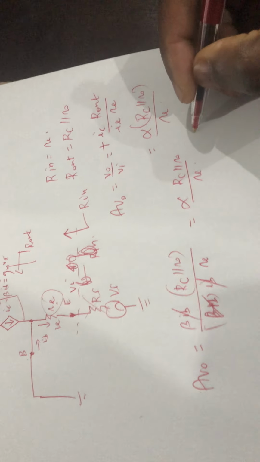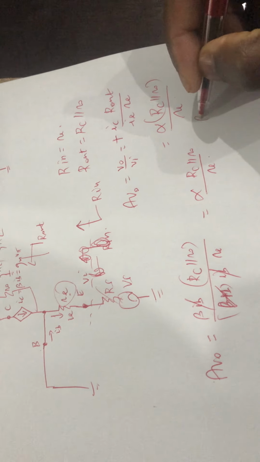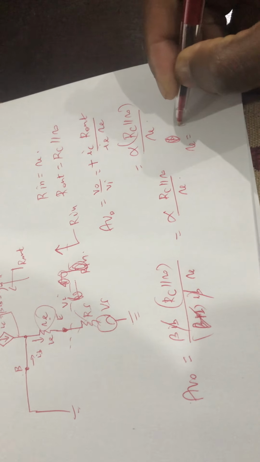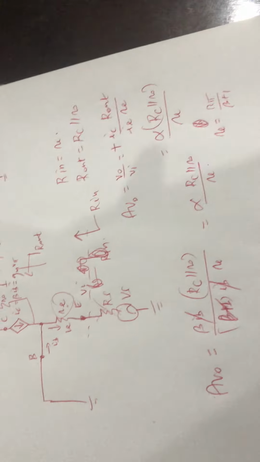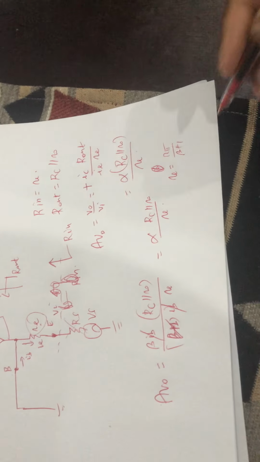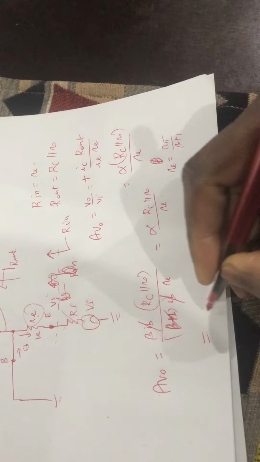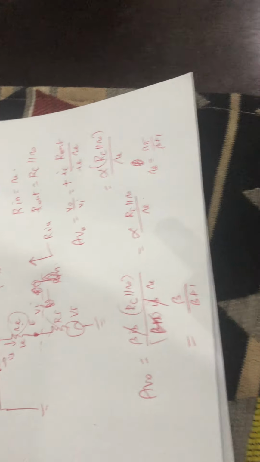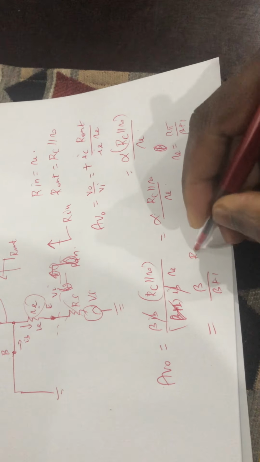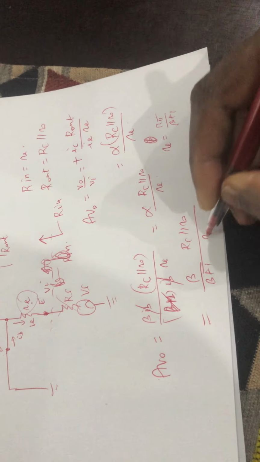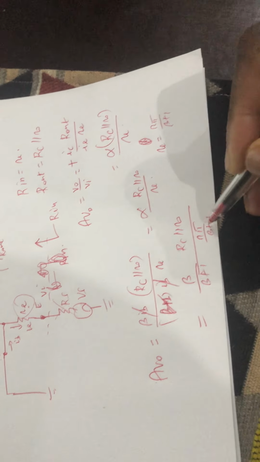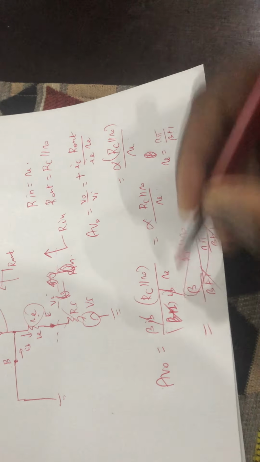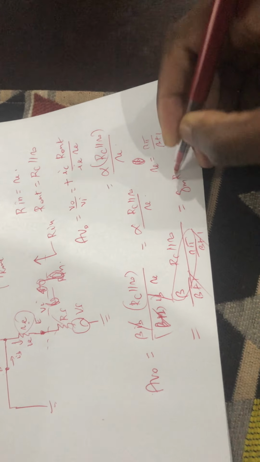Now, we also know that RE can be computed as R pi divided by beta plus 1. Going from that, and we substitute that into the equation, we would get basically beta over beta plus 1, if we put back the value of alpha, RC in parallel of RO divided by RE, which is R pi divided by beta plus 1. Very important. So that way beta plus 1 will cancel with beta plus 1. Beta over R pi, which is GM, would lead to GM RC in parallel of RO.